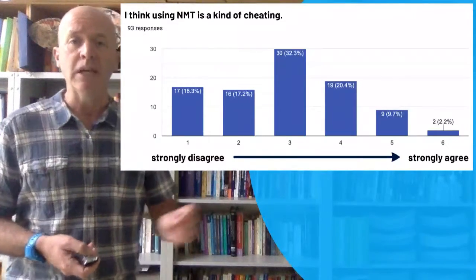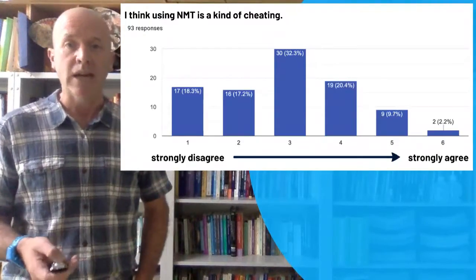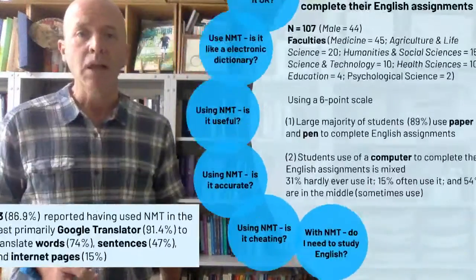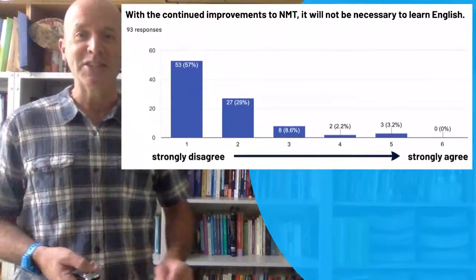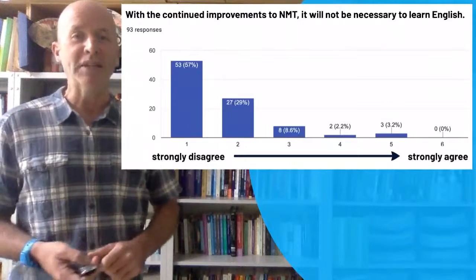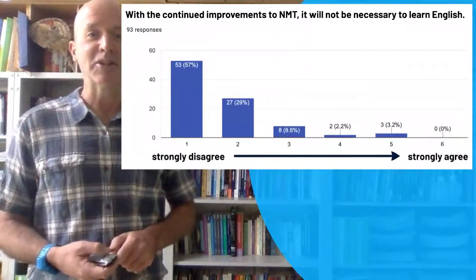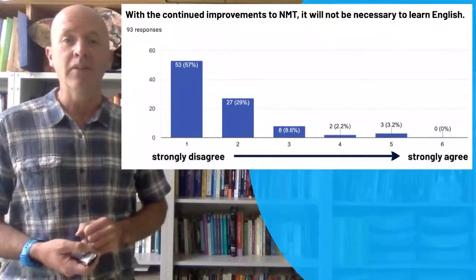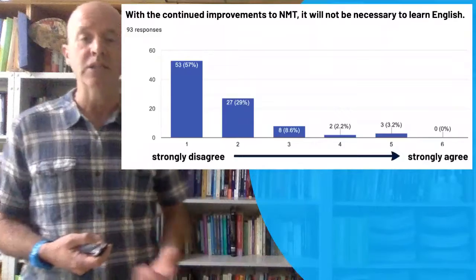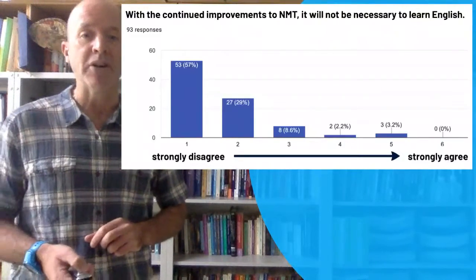Especially if you're only using it for maybe certain sentences to help you write your essay. And then the final one was a very positive one, especially for us as teachers. The question is, with the continued improvements of neural machine translation, it will not be necessary to learn English. And a majority of people strongly disagree that even with new technologies like this, machine translations will still be very important.